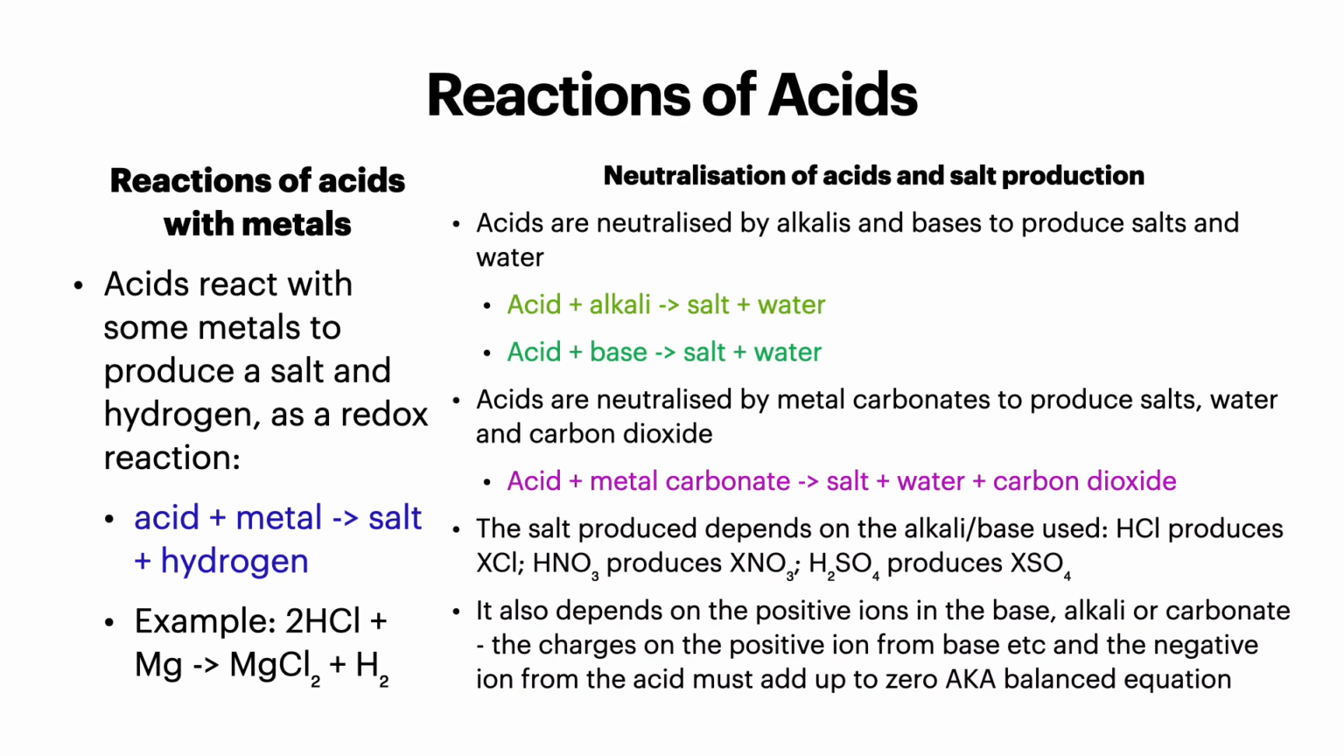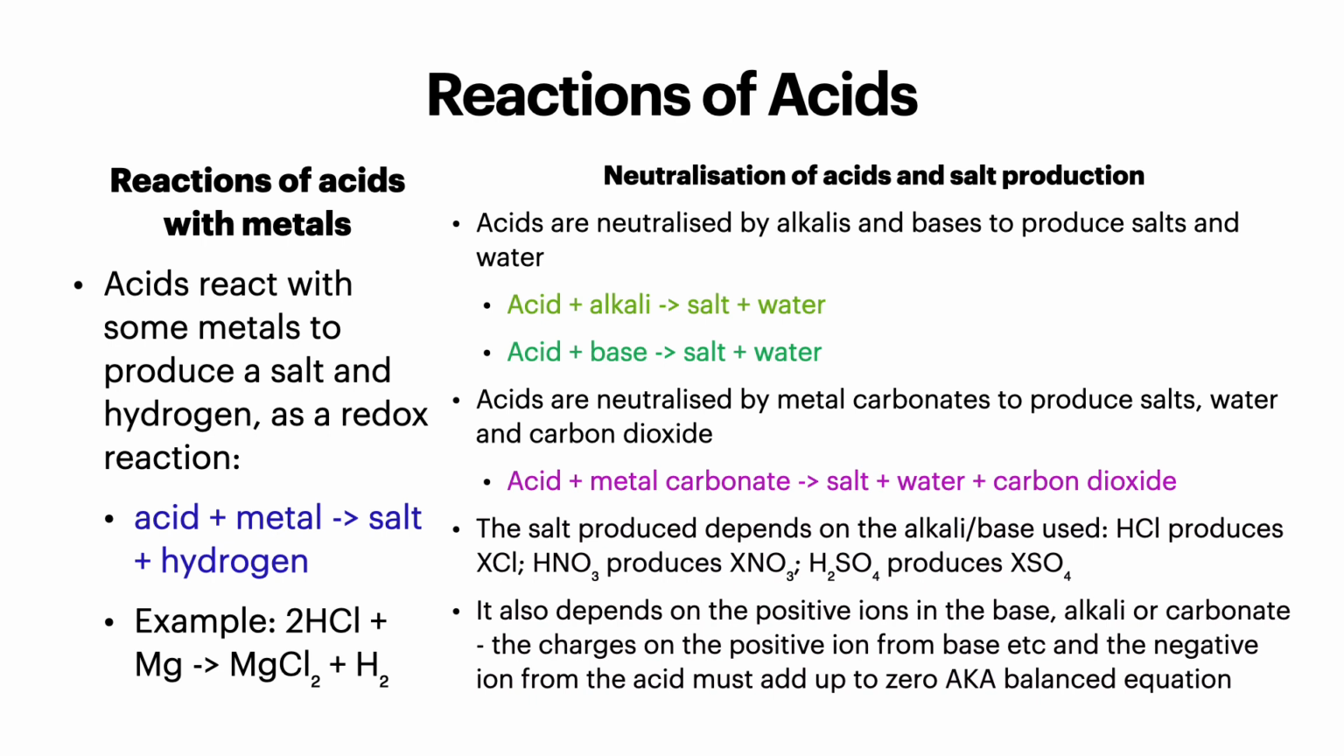Acids are neutralized by metal carbonates to produce salts, water, and carbon dioxide. So acid plus metal carbonate produces salt, water, and carbon dioxide. Obviously, this also makes it a lot easier to work out what the salt would be if you're looking at the specific formula, because you know exactly what water and carbon dioxide are made up of, the structure of them, so that can help you figure out what the salt is meant to be.